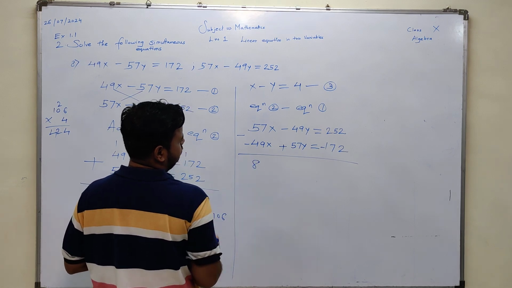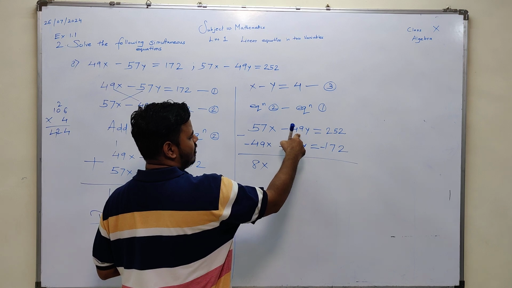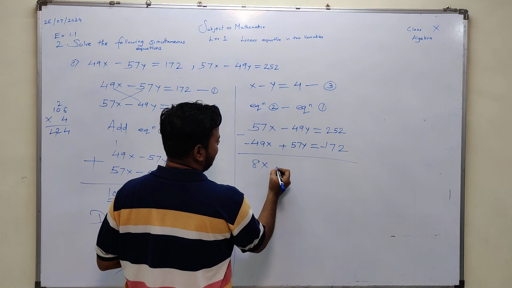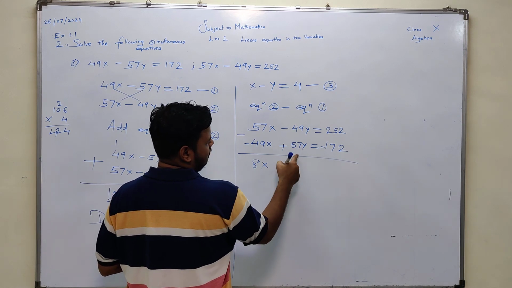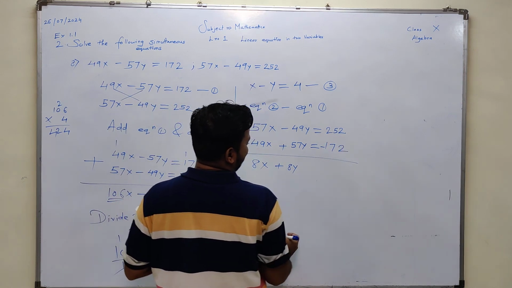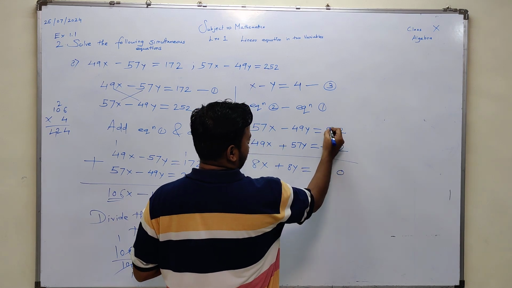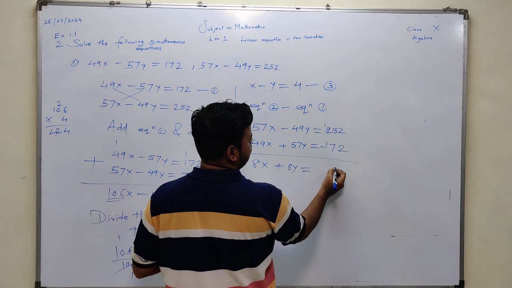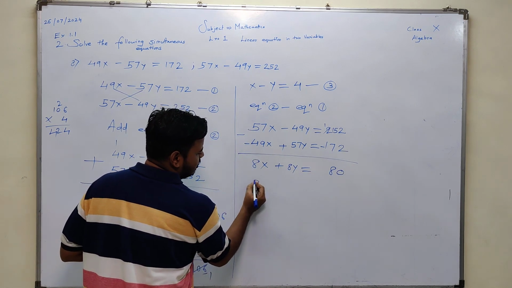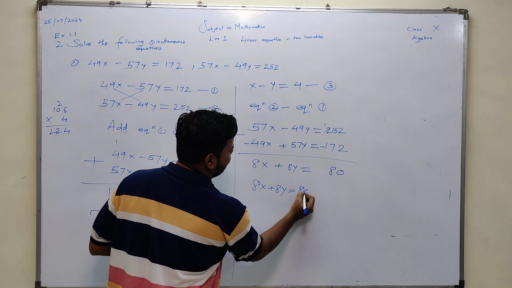57 minus 49, how much? 8. X: 57 minus 49, how much? Opposite sign, subtraction. Again it will be 8. Y: 57 is greater, so it will carry a positive sign. 252 minus 172, what will you get? 2 minus 2 is 0. This will become 1, this will become 15. 15 minus 7 is what? 8. And 1 minus 1 is what? 0. So 80. So we got the equation 8x plus 8y is equal to 80.